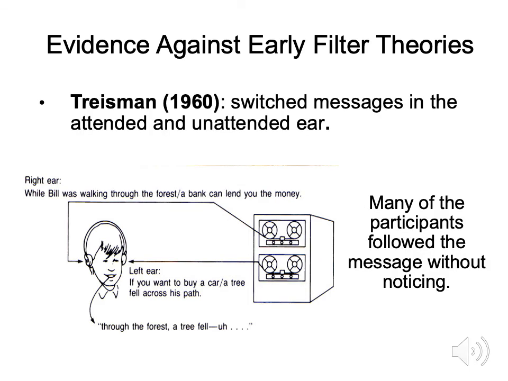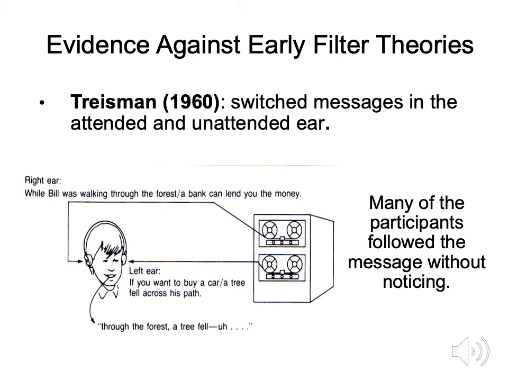Another study conducted by Anne Treisman in 1960 also provided evidence against the early filter model. In this experiment, the messages were intentionally switched in the attended and unattended ear. People were told to listen to the message in the right ear, which started as, "While Bill was walking through the forest," but then switched to, "A bank can lend you money." In the unattended ear, the message began with, "If you want to buy a car," then switched to, "A tree fell across his path."